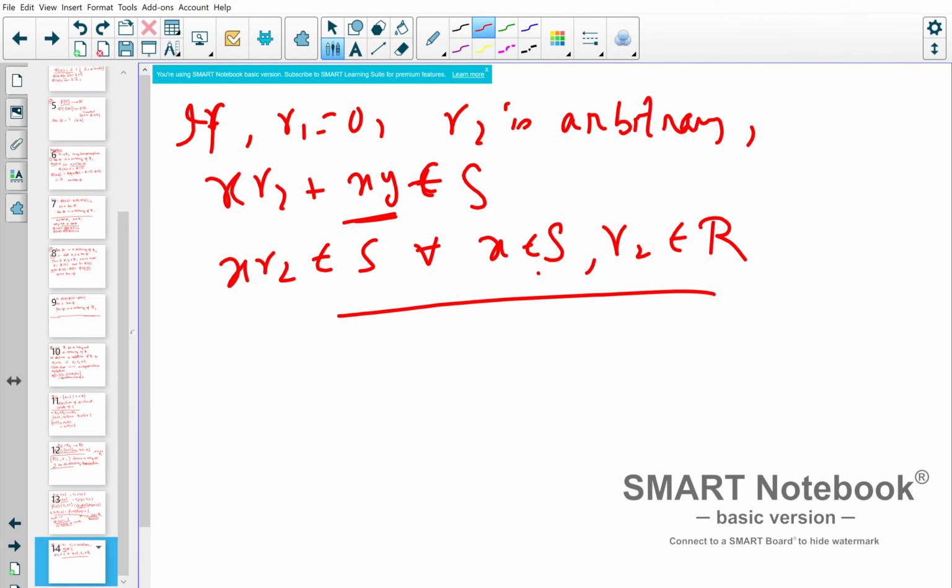Okay, and so what does that mean? So we just showed that the kernel has the same property. If you choose an element from the kernel, and another element from outside the kernel, in the whole ring, then the product is an element of the kernel, right?